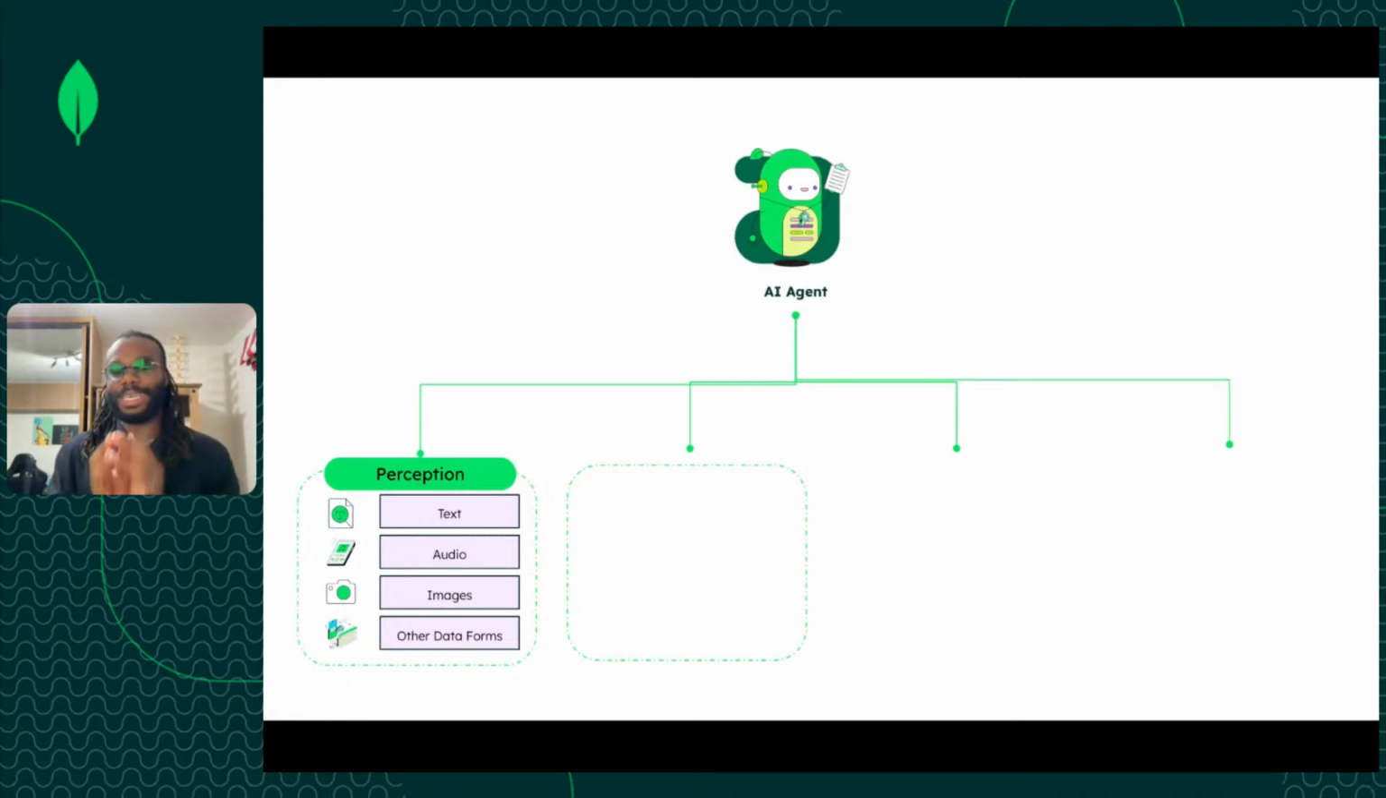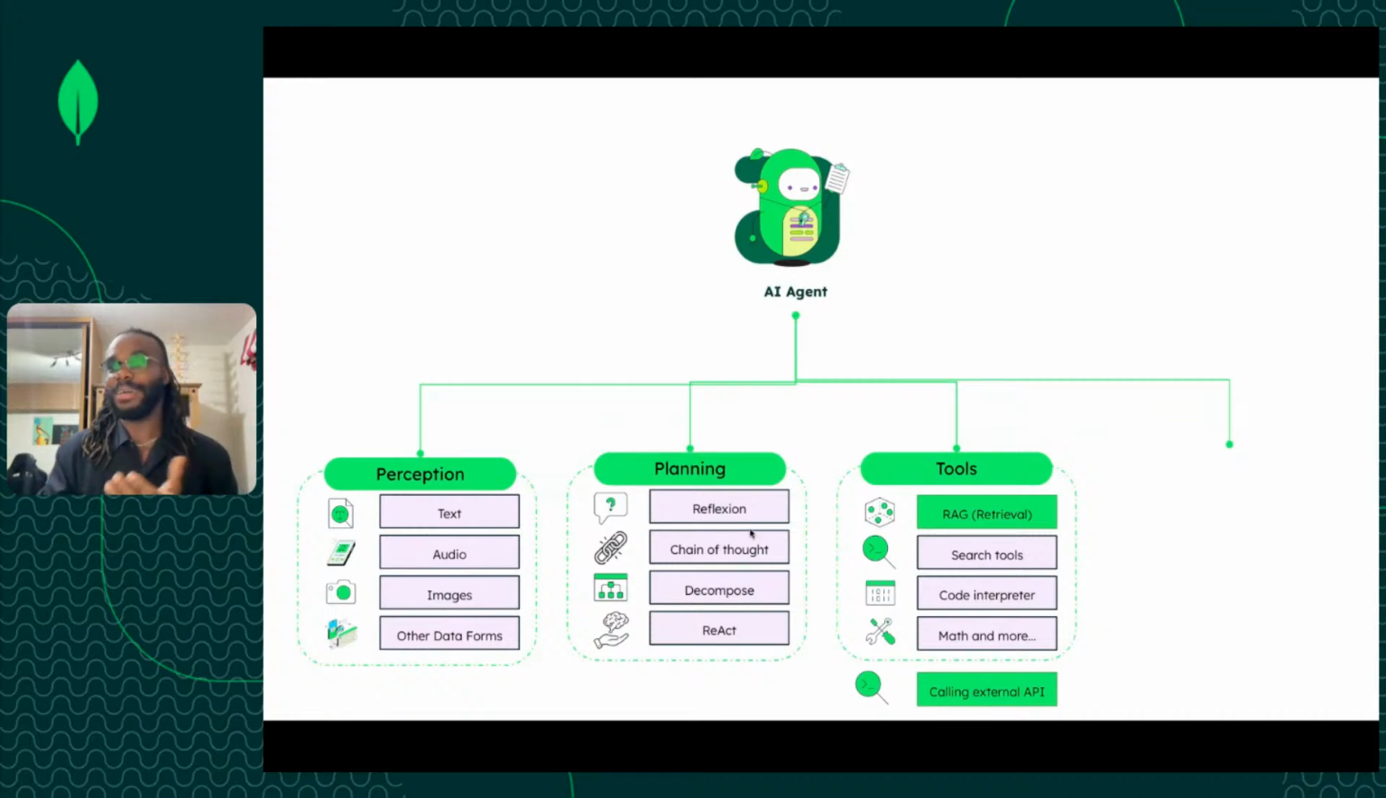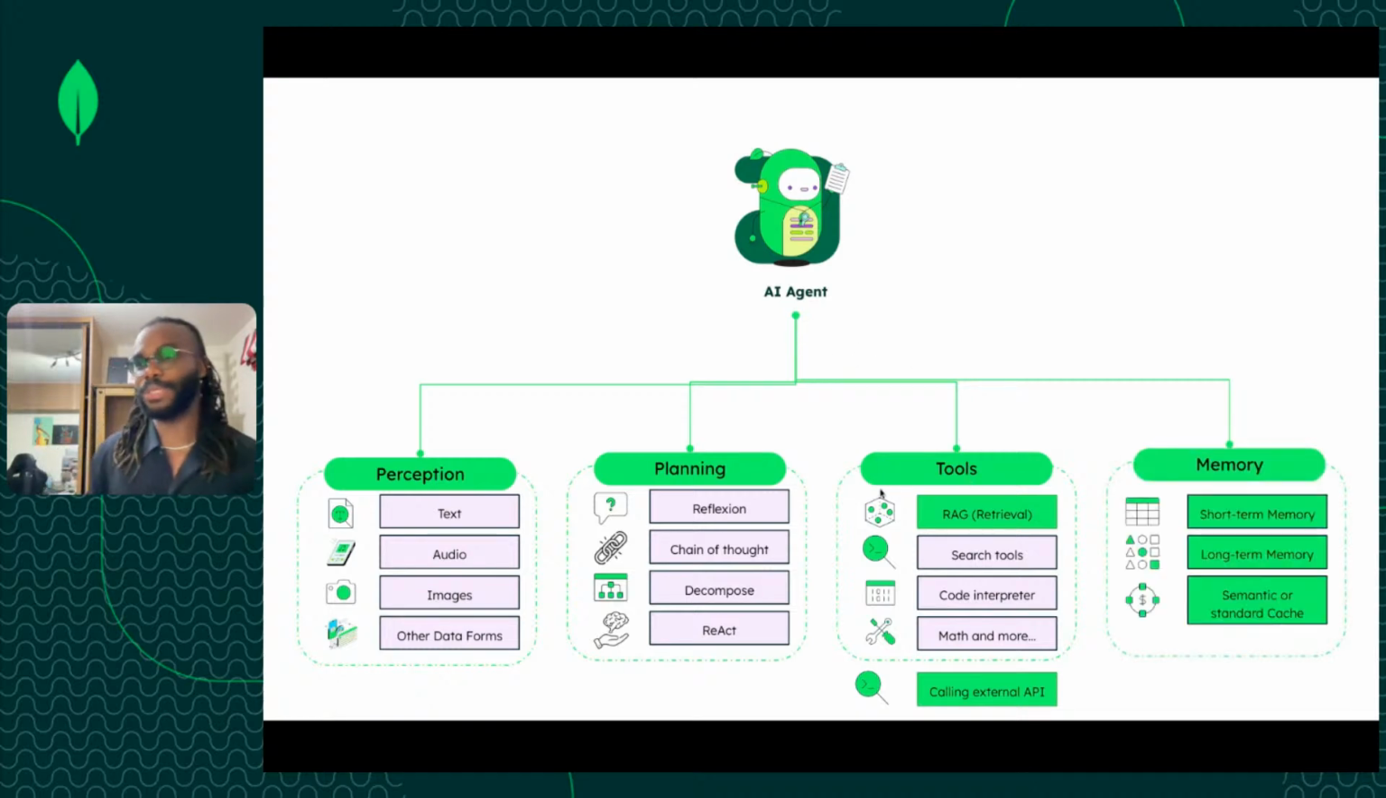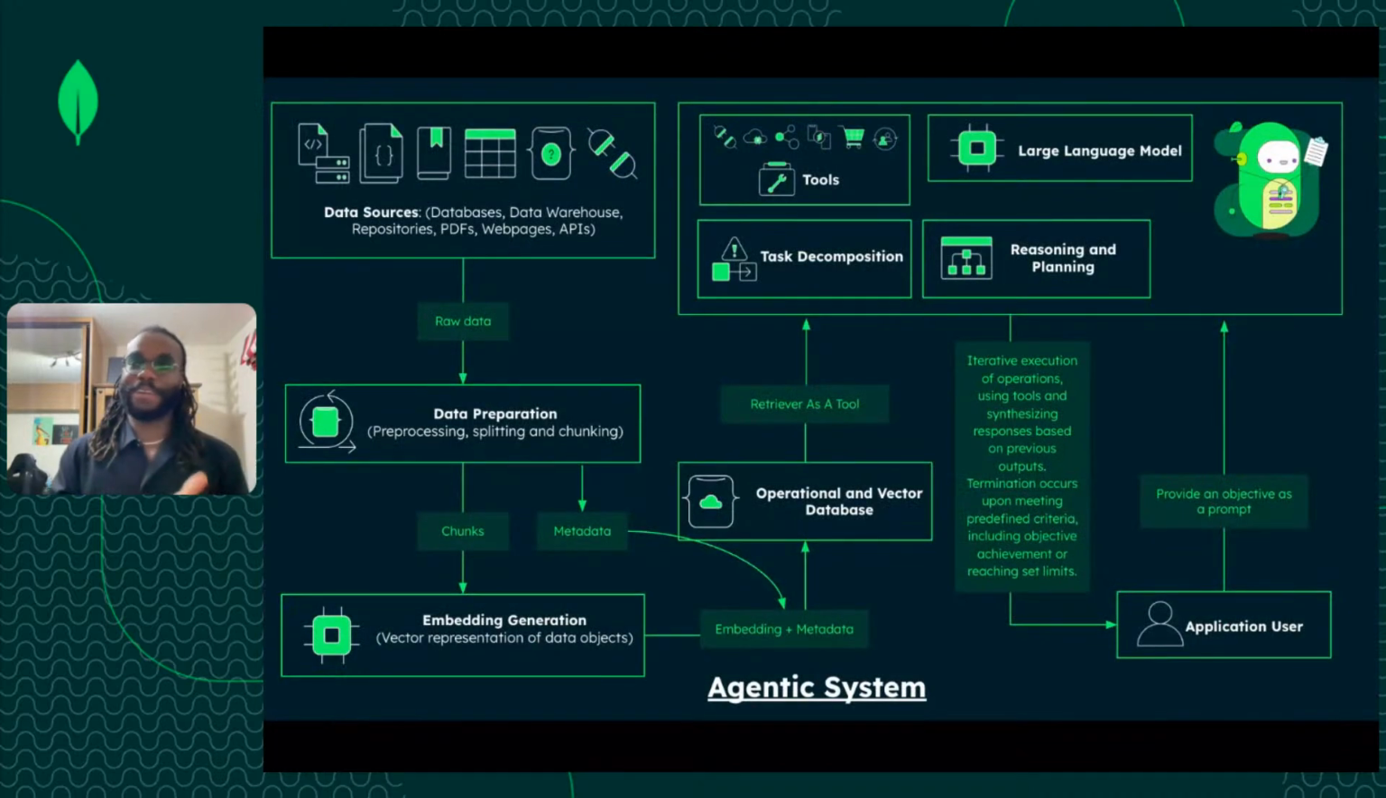But let's talk about the key characteristics, right? We have perception, which can be text, audio, images, or any other data form coming into this computational entity that is then able to plan a next step of action. So when you give an AI agent an objective, it's able to look at the data you provided it, or gather data from other places using a bunch of tools that it has awareness of, and then it's able to plan and execute a sequence of steps. All of this is also backed up in memory, short-term, long-term, and the different forms of memory that we're going to be talking about in a few slides.